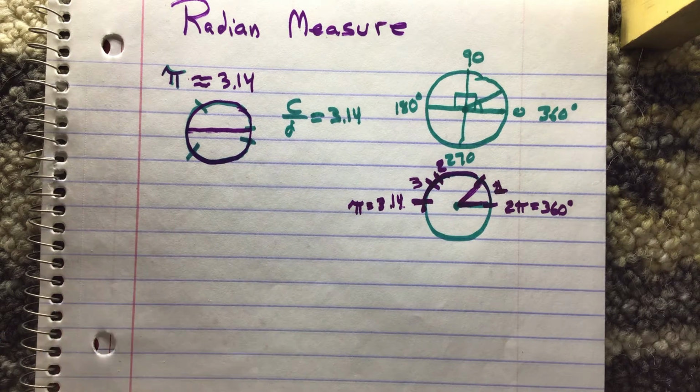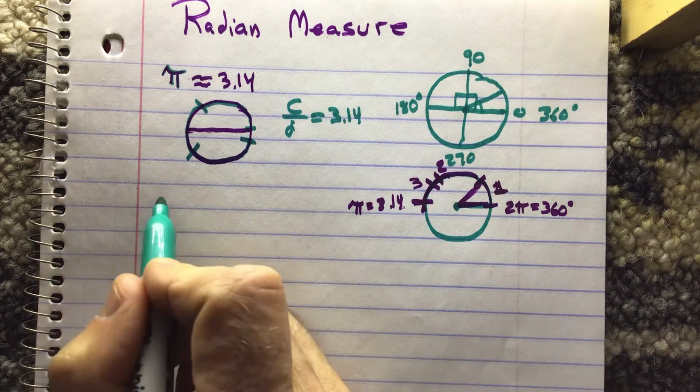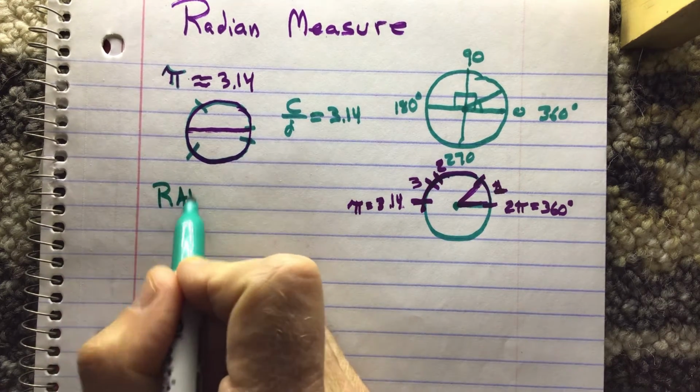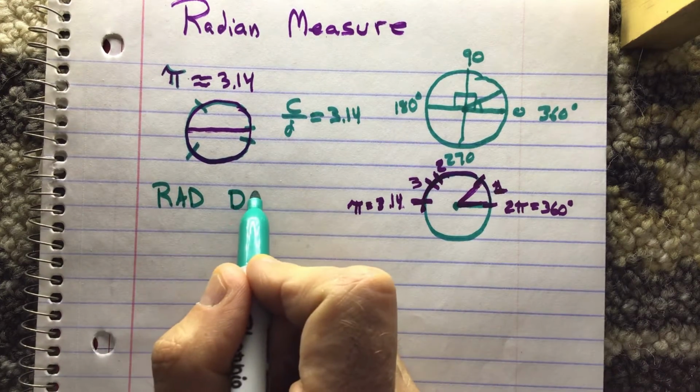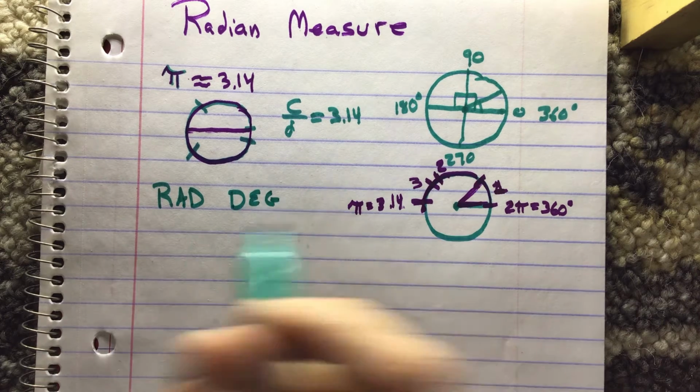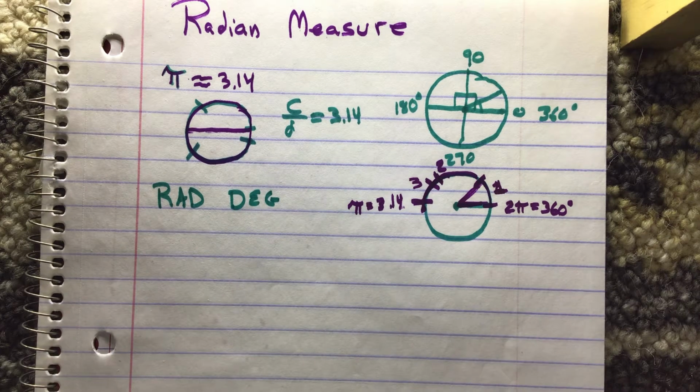Any calculator converts between radians and degrees, so you have a button that says rad and another one that says degrees. So you have to make sure that when you're calculating something, you're in the right mode.